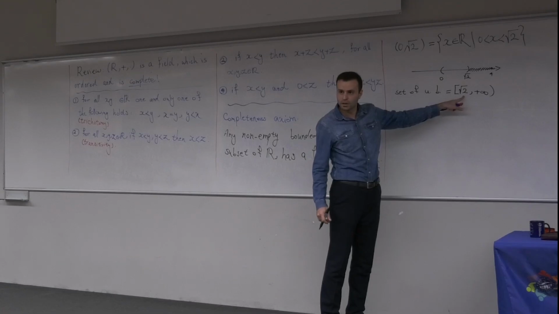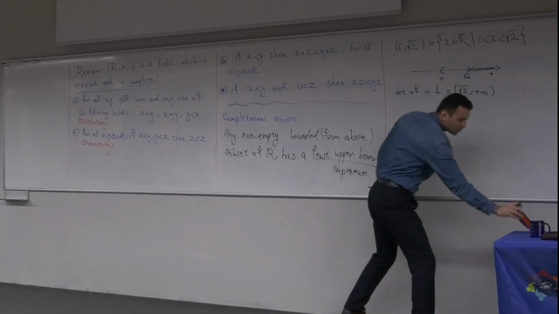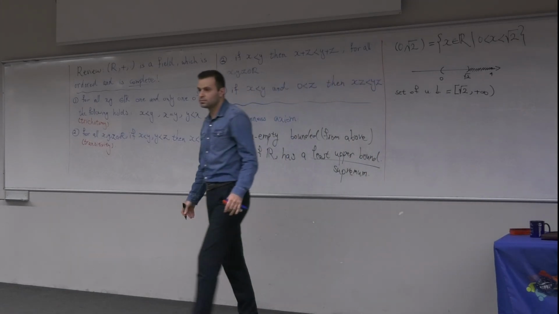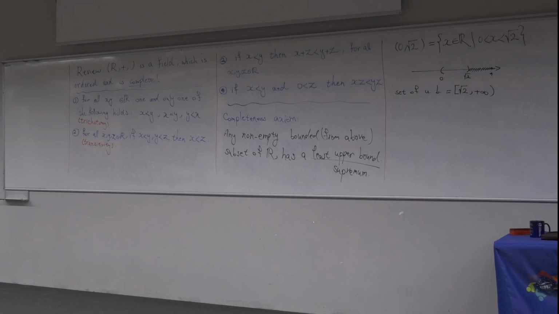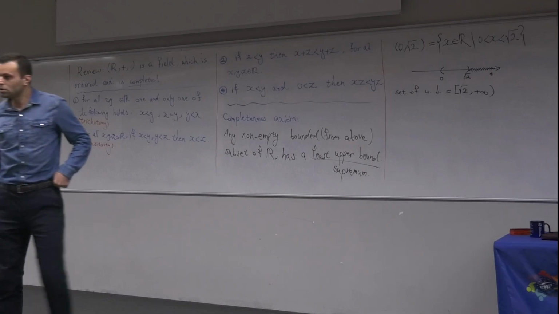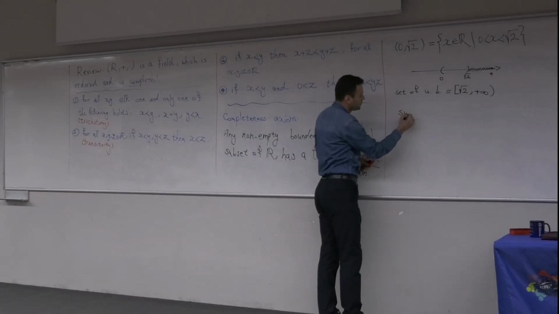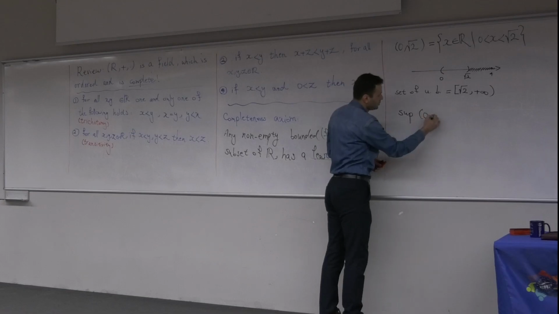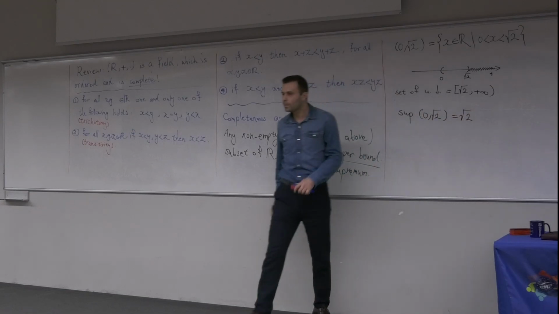Good? What else? Do we have any other upper bounds? We have listed all of them, right? The smallest of all of these upper bounds, what is that? The square root of 2, right? Which means that the supremum of this set is equal to the square root of 2. Okay?